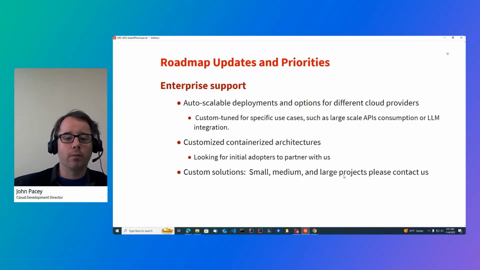Also continuing to improve enterprise support. We have auto-scalable deployments and options among different cloud providers. We have custom-tuned options for your specific use case, including large-scale API consumption or even LLM integration. We have customized containerized architectures. As Stephen mentioned, we've long moved towards containerized architecture, and we're looking for some more initial adopters to partner with us on that, and some of the ways to have a custom solution for you. Overall, if you have a small, medium, or large project, please reach out and contact us, and we'll help you build the correct solution for what you need.